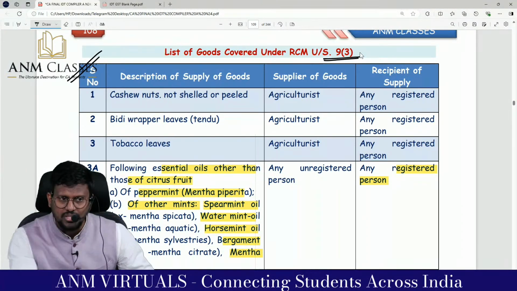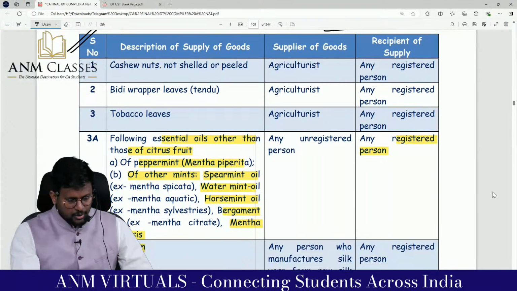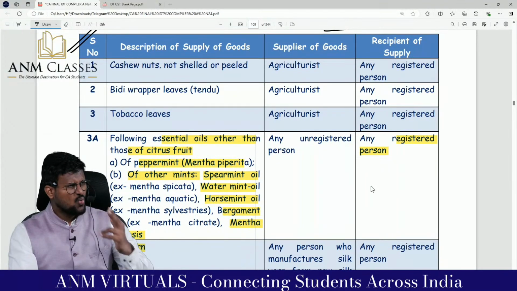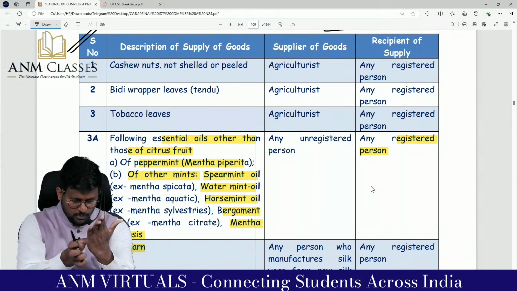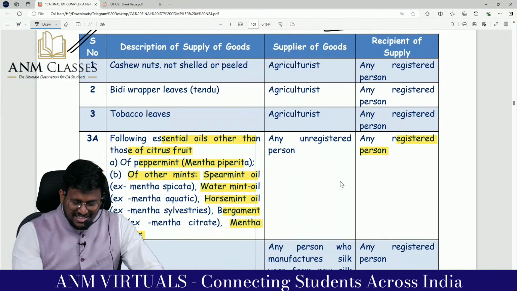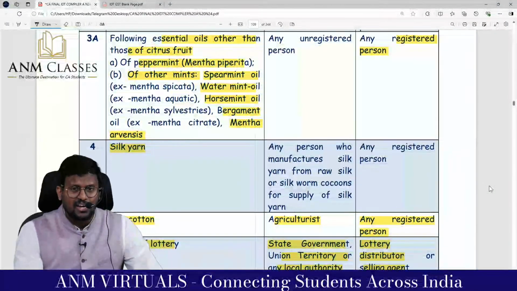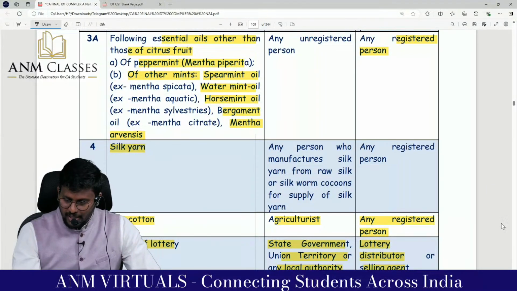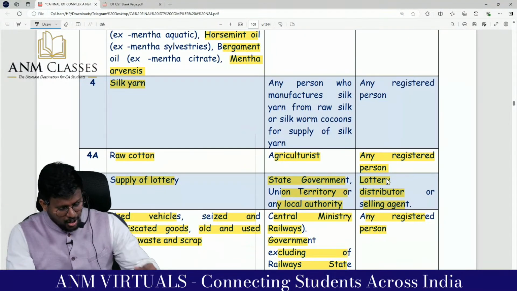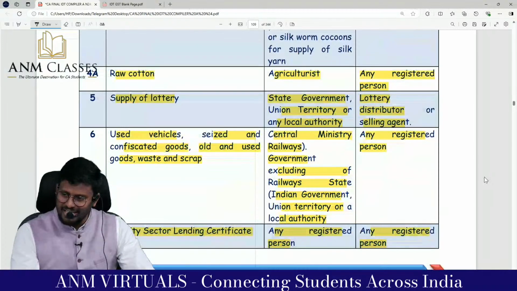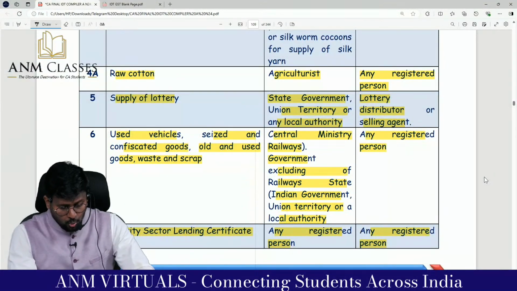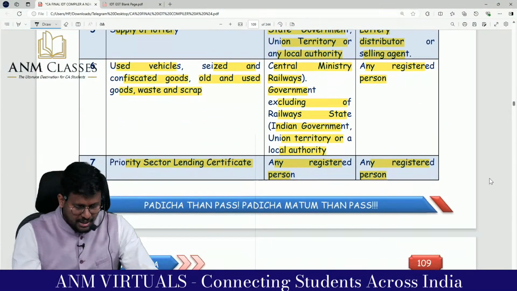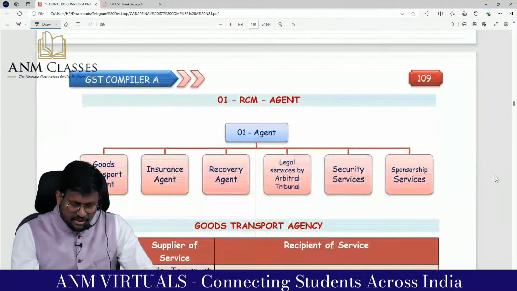Only services are goods and services are. The notified goods are, sir, oils other than of citrus fruit. Silk. Next one, raw cotton. Then supply of lottery. Second hand used vehicle, seized vehicle, confiscated goods, old and used goods or waste and scrap. Right? Priority sector lending certificate.